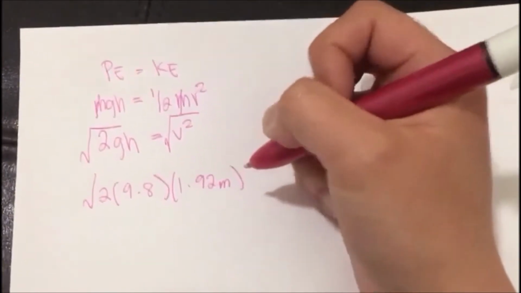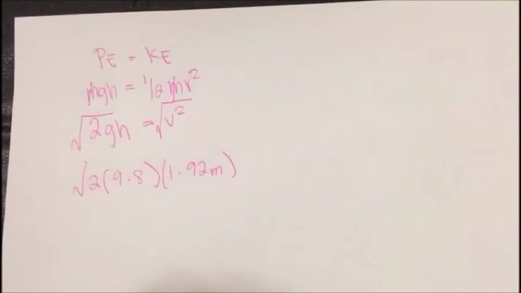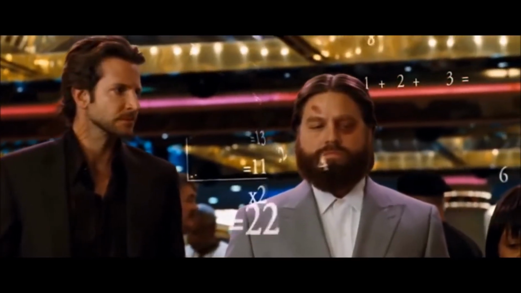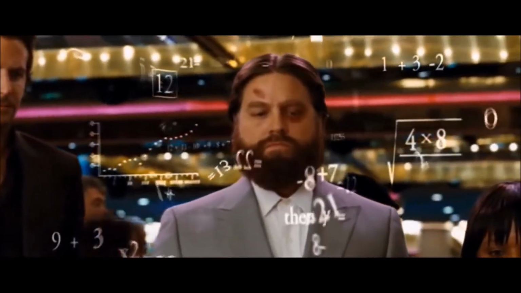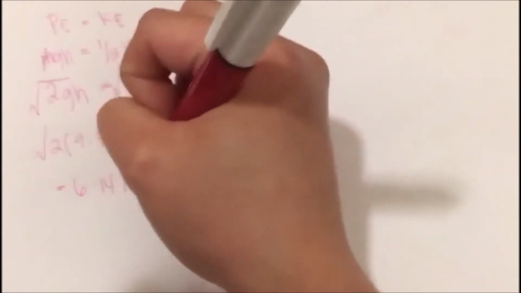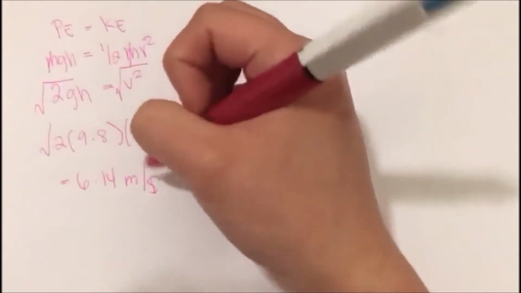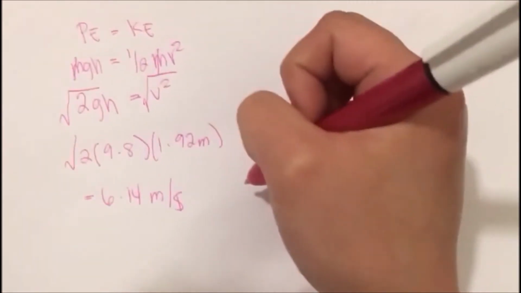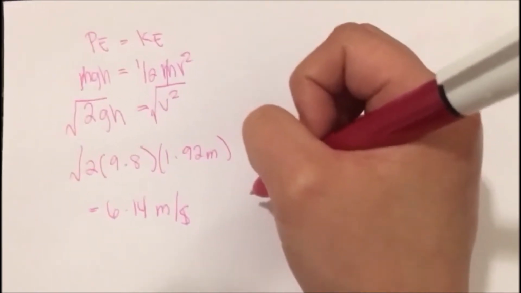1.92 meters. So let's go ahead and plug this in. We should get 6.14 meters per second at point B. That's how fast the roller coaster is moving at point B. Now, let's move on to part C. How fast is the roller coaster moving at point C?